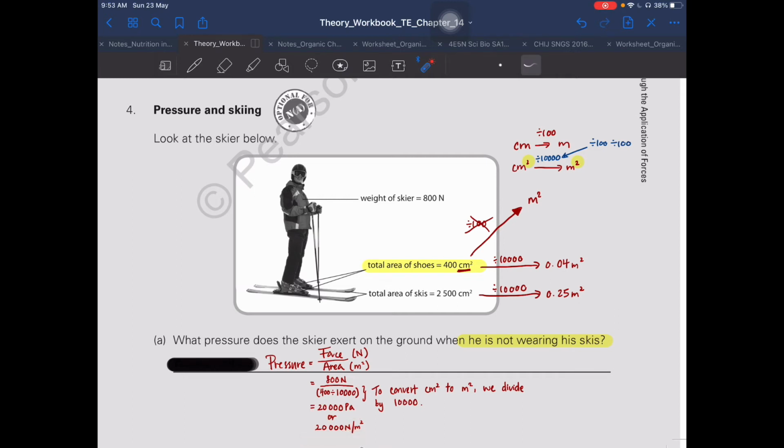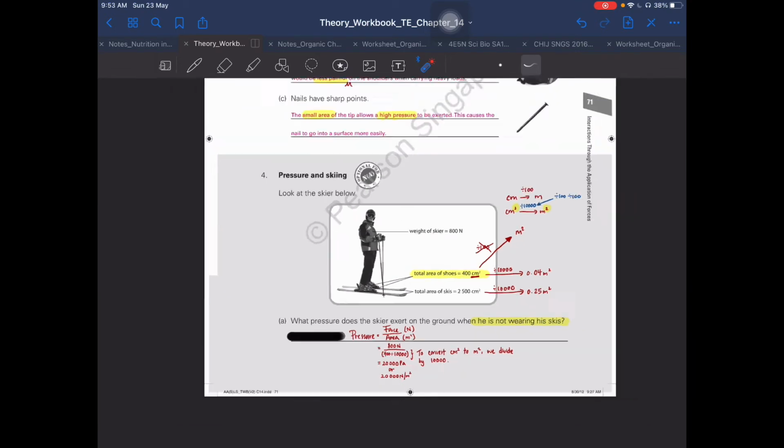Now I know that some of you converted into kilopascal. That's perfectly fine also, right? But there's no need to do so in this question. Moving on to the next question.